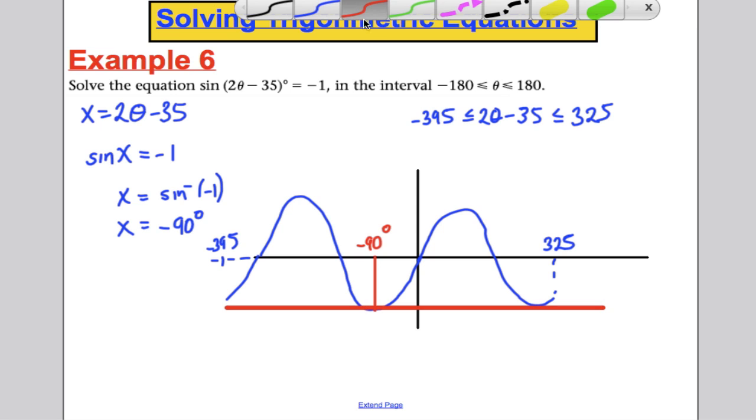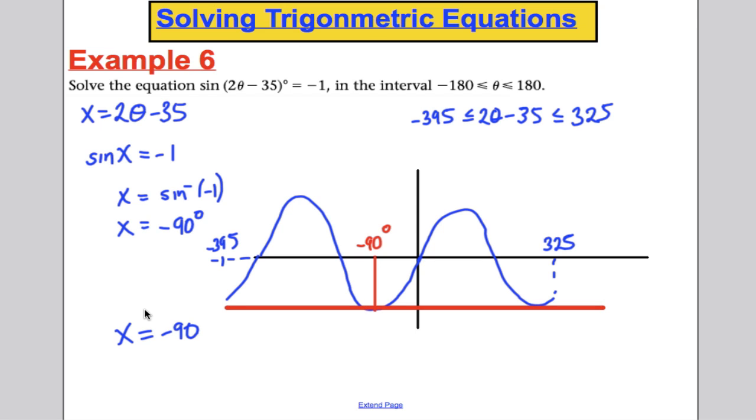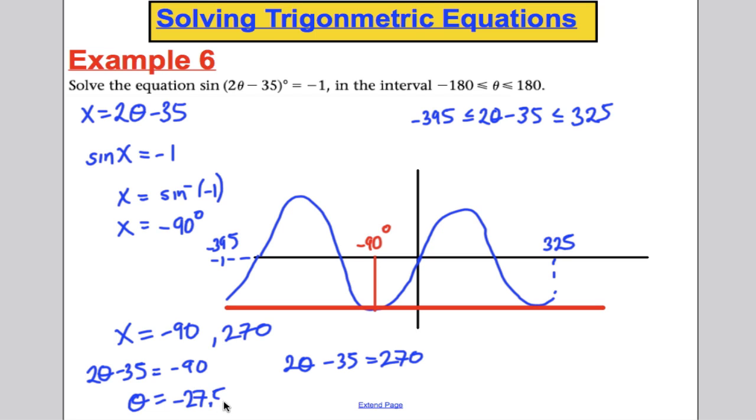It's 360 along. So X is going to be minus 90 and 270. And so 2 theta minus 35 is minus 90, and 2 theta minus 35 is 270. So solving for theta, add 35 and divide by 2. You get minus 27.5 degrees.